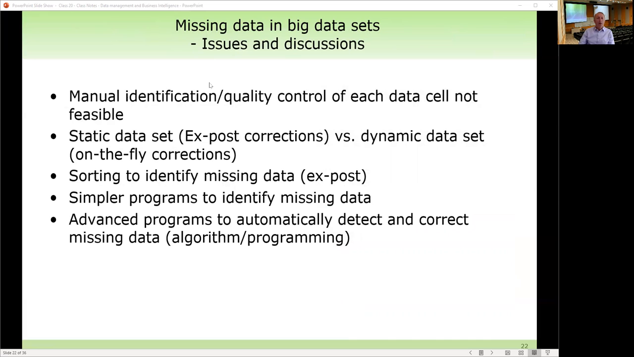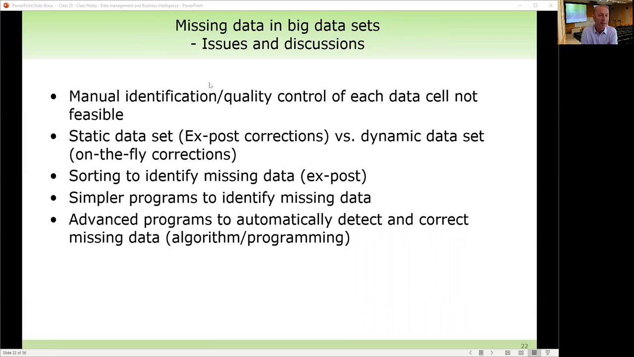Now, of course, when we have big data sets, with a lot of data coming to us every second of the day, we cannot go through the data manually to identify and substitute data or input data where we have empty cells. So manual identification and quality control of each data cell is not feasible in many situations, which is why we have to set up automated methods for how to clean up data sets.